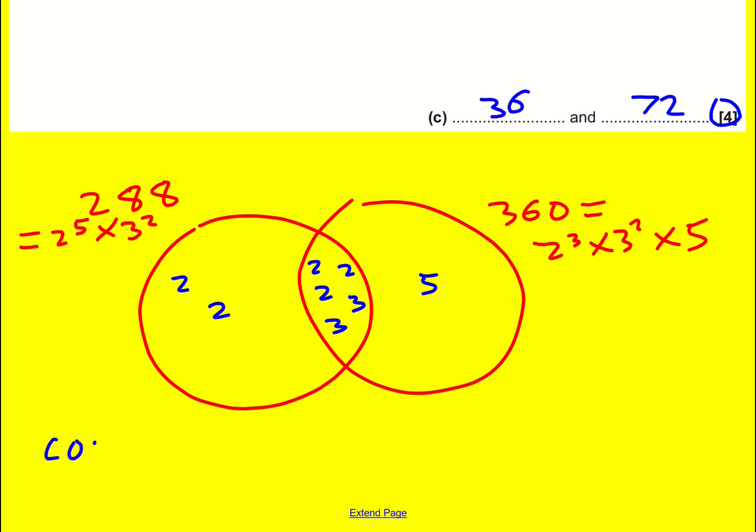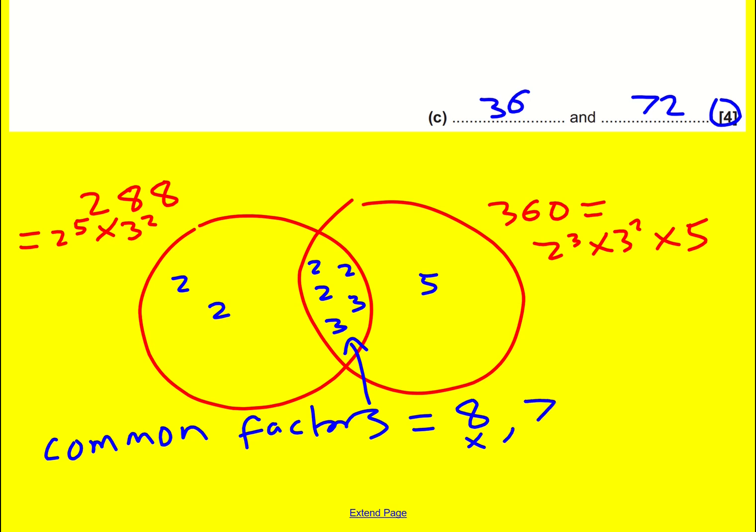So common factors, and this is an approach, by the way, for the highest common factor. For the highest common factor, you could multiply these together in the middle. But there are lower common factors as well. And so 8 would be one, but that's not more than 25, so I could rule that out. 24 would be one, and actually the highest common factor would be 72.